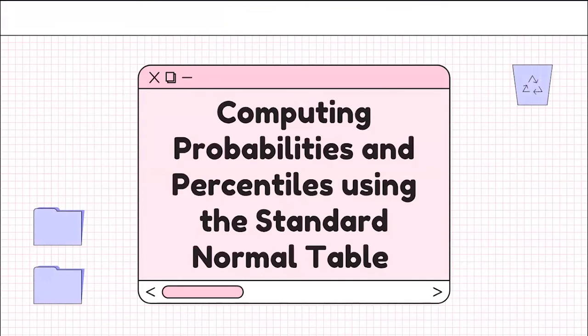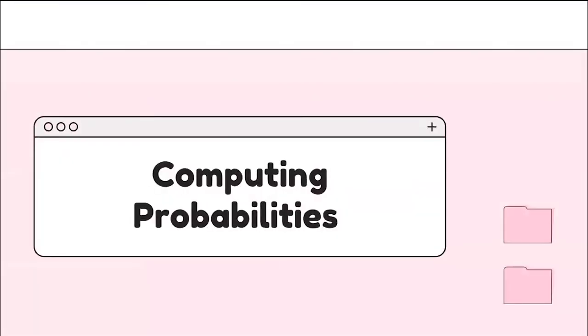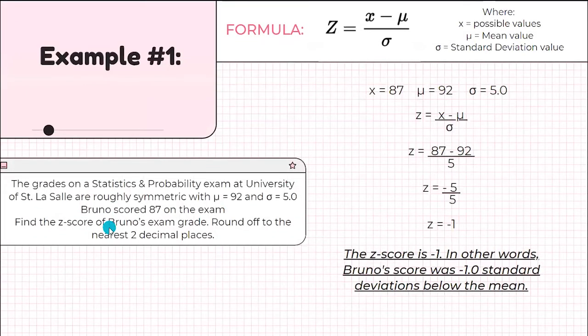We will now move on to the next, which is computing probabilities and percentiles using the standard normal table. First off, we will be discussing how to compute probabilities. In computing for the probabilities, we are still going to use the z-score formula here.